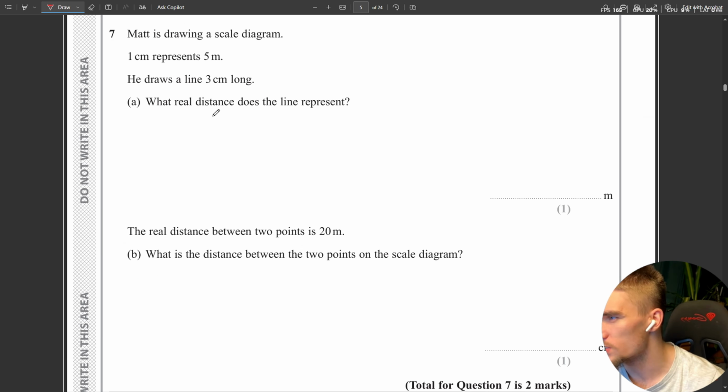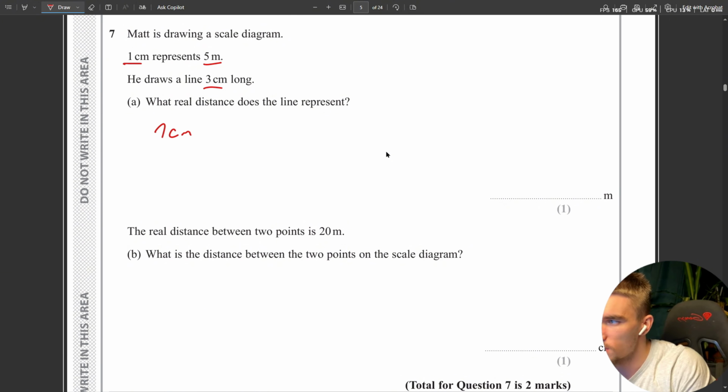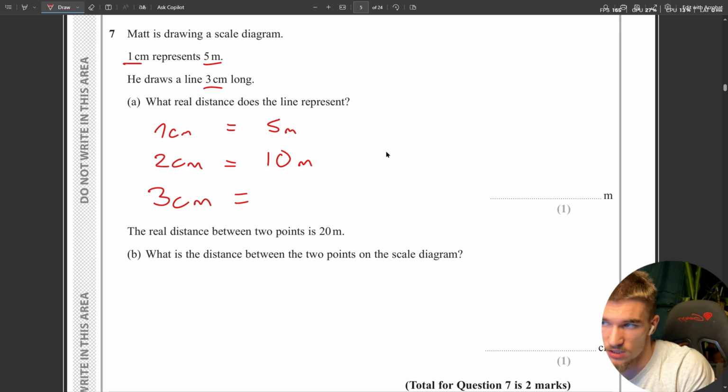Matt is drawing a scale diagram. 1 centimeter represents 5 meters. He draws a line 3 centimeters long. What real distance does this line represent? So we know that 1 centimeter represents 5 meters. So if he draws 3 centimeters, what would that represent? So 1 centimeter equals 5 meters. So, guess what 2 centimeters would be? You guessed it, it will be 10 meters, right? So 3 centimeters, you guessed it, it would be 15 meters, right?